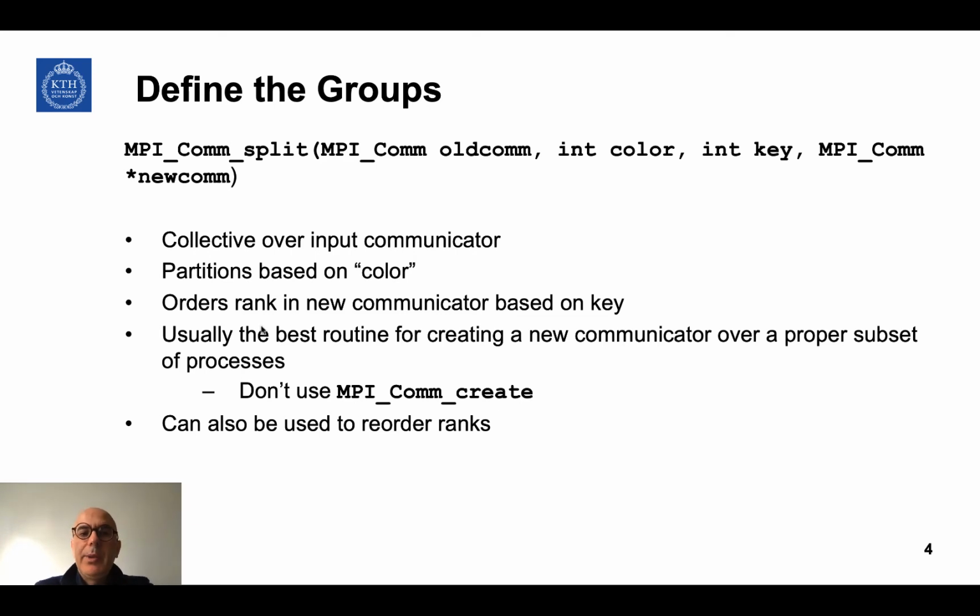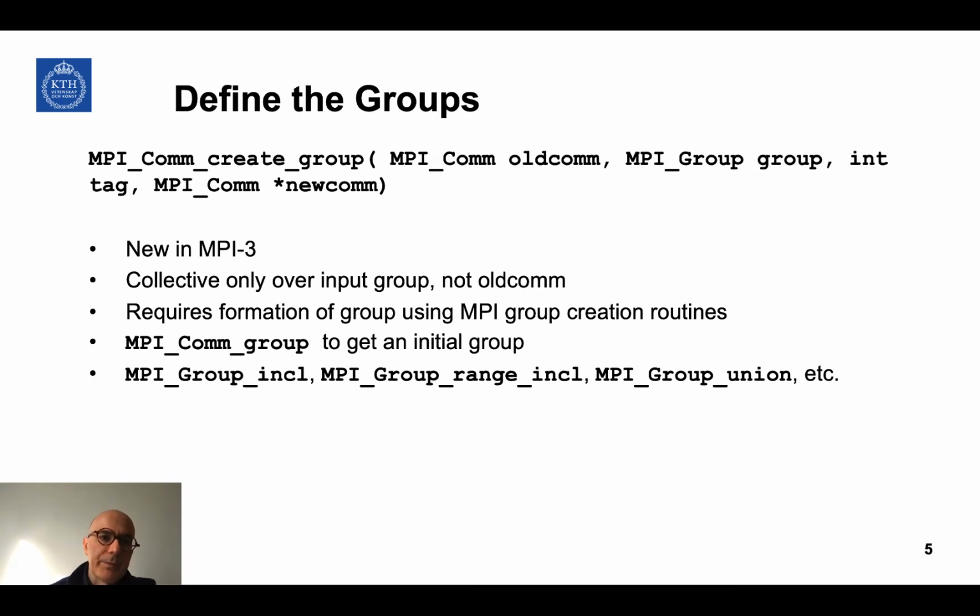Usually the best routine for creating a new communicator over a proper subset of processes. So don't use MPI_Comm_create. There is also a new function in MPI 3 called MPI_Comm_create_group. So you get the old communicator, and here explicitly we have the group, an integer for the tag, and the new communicator. So this is new in MPI 3.